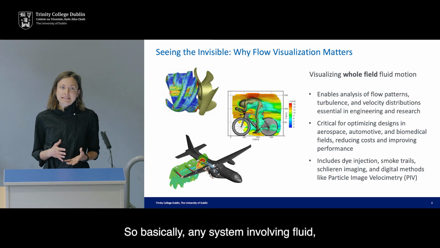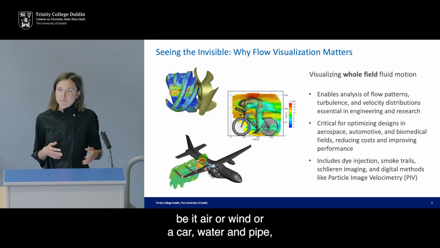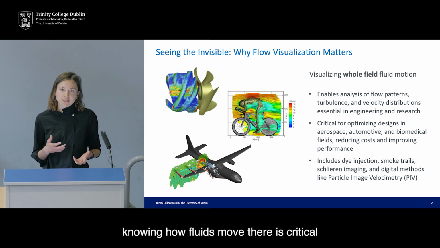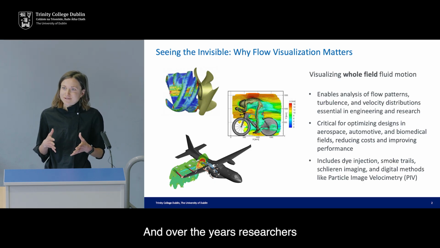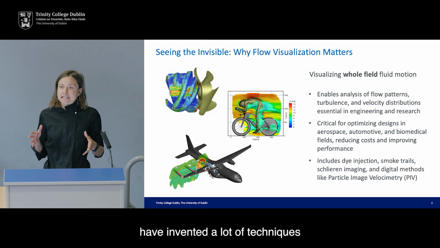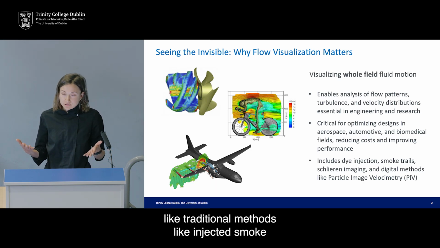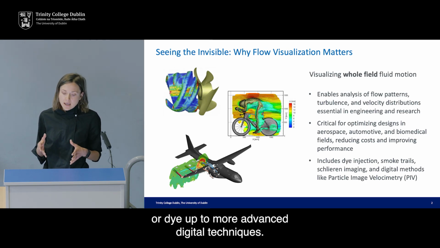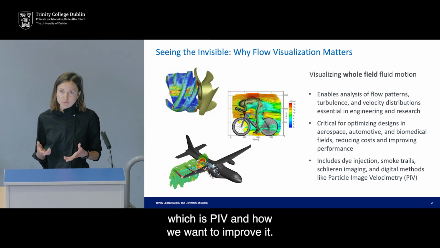Basically, any system involving fluid, be it air or wind around a car, water in a pipe, blood in veins, knowing how fluids move there is critical to improving designs and solving different engineering problems. Over the years, researchers have invented a lot of techniques to make invisible flows visible, from traditional methods like injected smoke or dye, up to more advanced digital techniques. Today I will be talking about one of the most widespread techniques at the moment, which is PIV, and how we want to improve it.